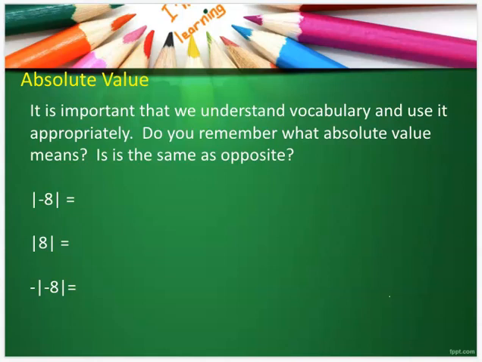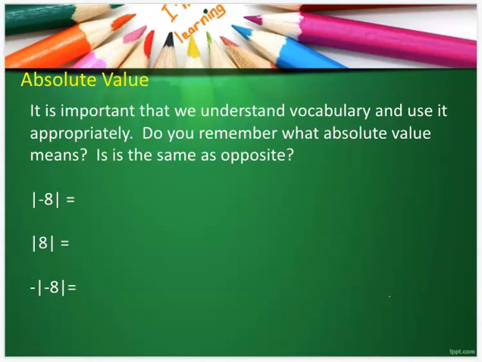Absolute value. It's important to understand when to use the appropriate vocabulary and the difference between them. So do you remember what absolute value means? Is it the same as opposite? It is not. Opposite means it has the same absolute value, but it's got a different sign. Absolute value means it's the distance away from 0 on a number line. And we use those straight lines up and down to show absolute value.